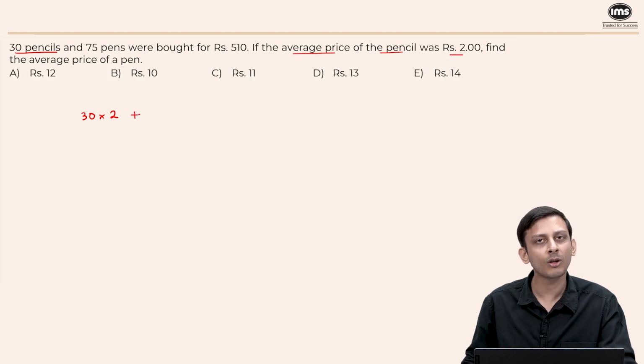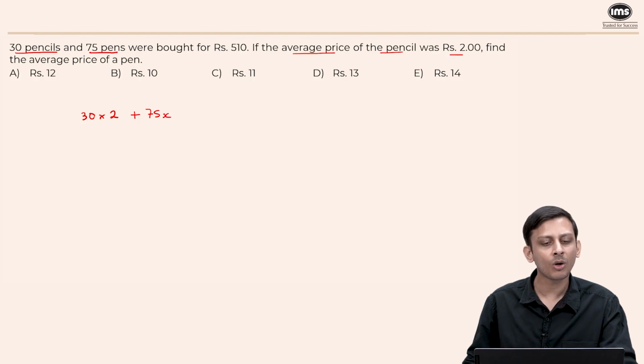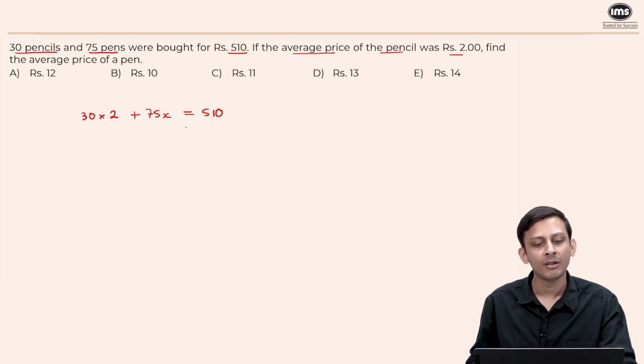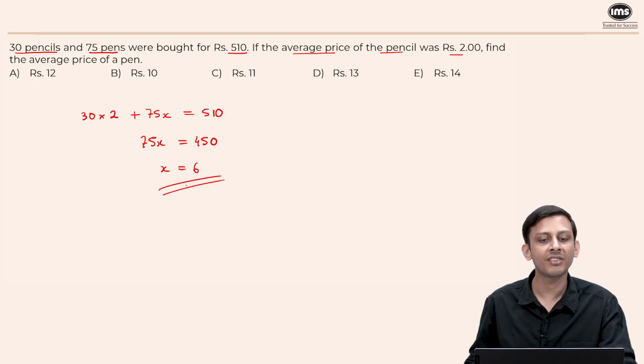Now if we add the total cost of the pens, there are 75 pens. If we take the average cost of one pen to be X, then the cost of 75 pens will be 75 into X. And now the cost of the pencils plus the cost of the pens will give us the total cost of 510 rupees. So we'll get 75X is 510 minus 60, which is 450. So X will be 450 divided by 75, which will be 6. So that should be the correct answer, which is the average price of a pen is 6 rupees.